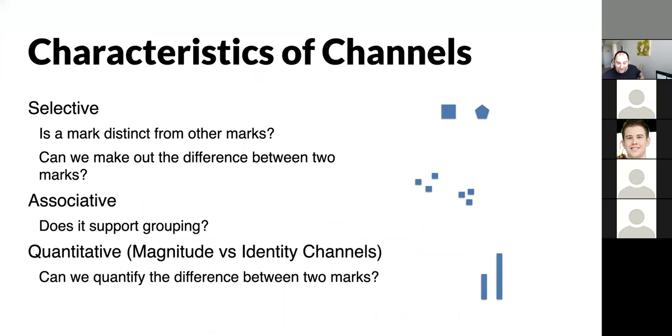Okay, so now we can analyze these channels a little bit more. Are these channels selective? Is the mark distinctive from other marks, can we make out the difference between two marks? For example, if I have a light red and a slightly darker red, they might not be as easy to separate. Are they associative? Do they support grouping? For example, as we talked about with perception, position supports grouping nicely. We see these two groups of three points, and they're nicely grouped. Are they quantitative? This is like asking whether it's a magnitude versus an identity channel. Can we quantify the difference between two marks? And here we can clearly quantify the difference between those two bars.